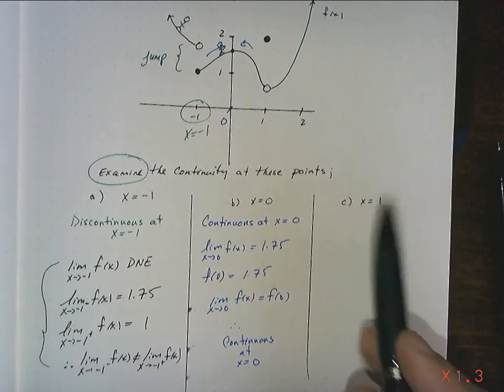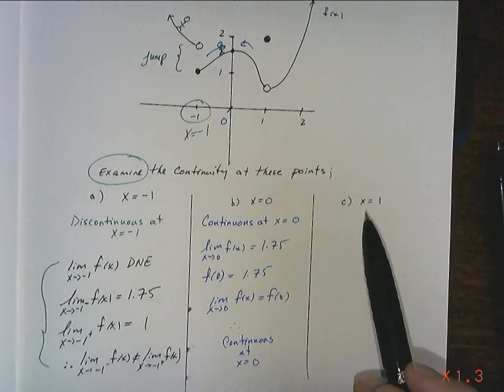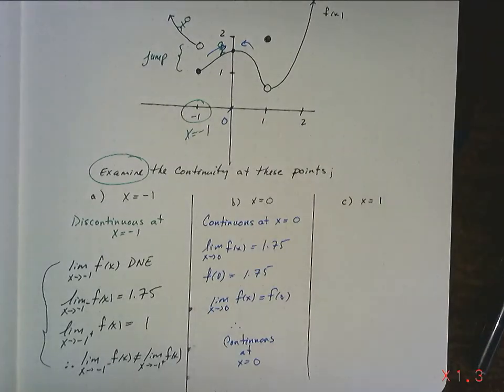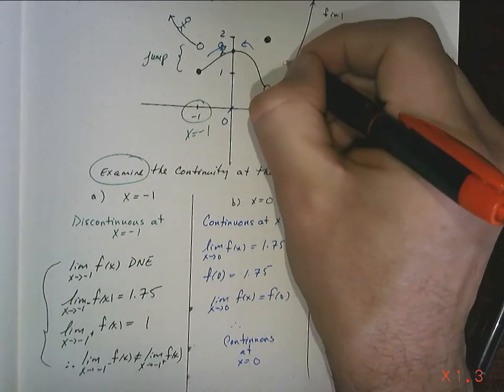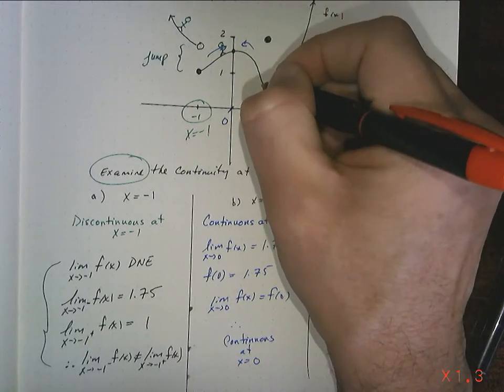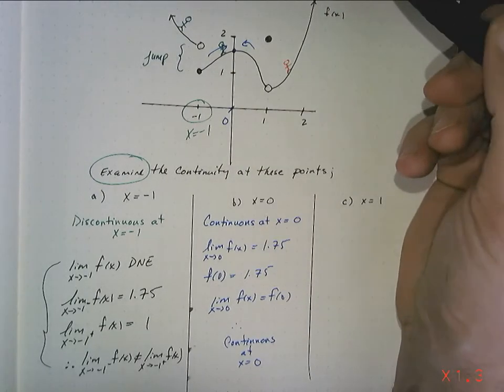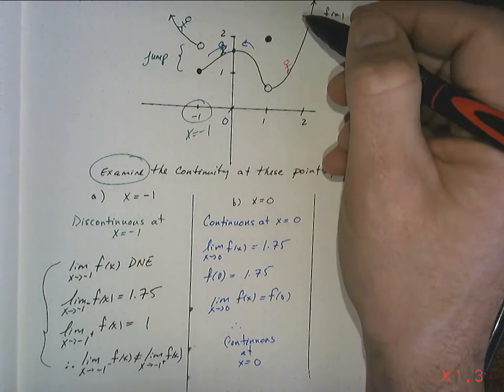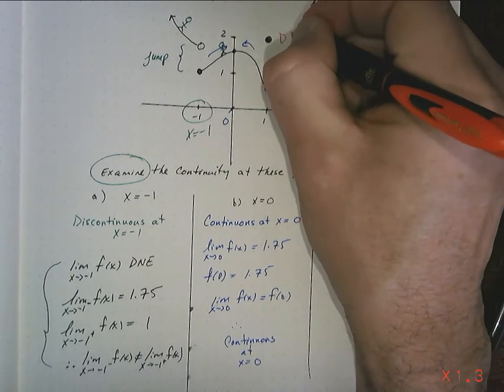So then the last one that I want to look at is x equals 1. And that's kind of interesting. Looking at this, if I had my little roller coaster guy, whee, oh, that's a bad roller coaster ride, guys. That's really going to hurt. So that's definitely discontinuous.